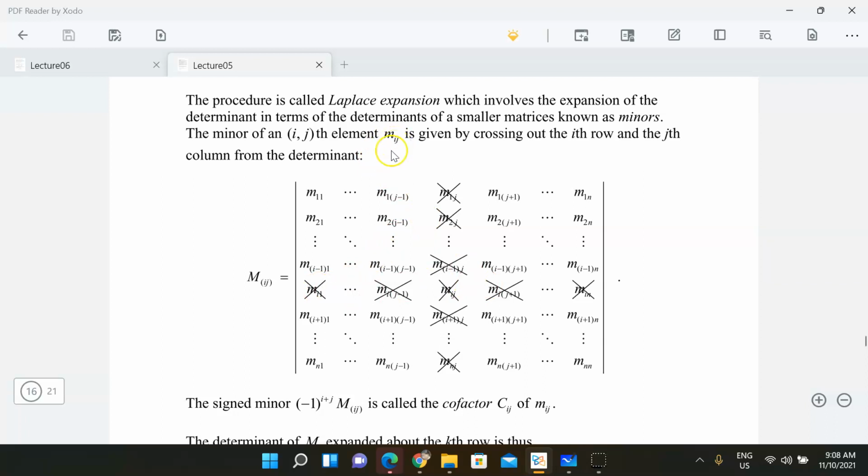Can you see? Let me just check. Can you see my cursor? Anyone?